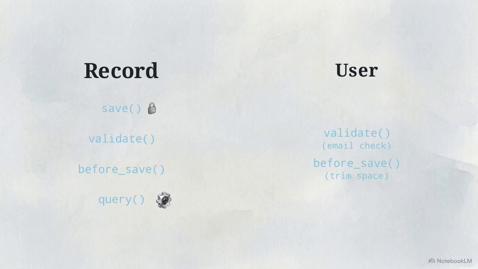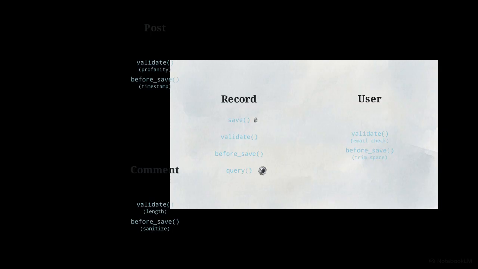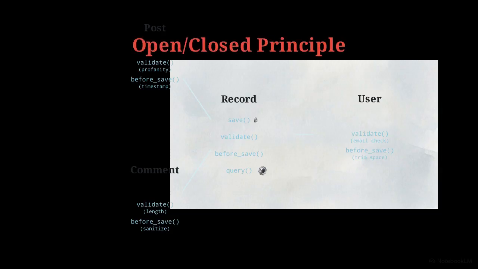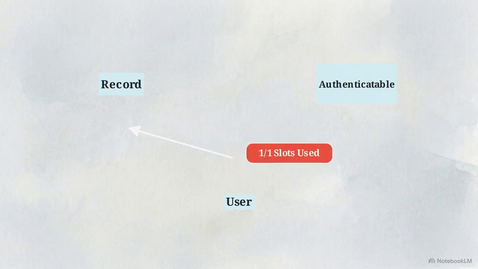Scaling this pattern reveals its utility. When we add new entities like posts and comments, they plug custom validations directly into the single Record class. This demonstrates the open-closed principle. New behaviors are added without altering the core framework algorithm. But utilizing this pattern comes with an architectural cost, the inheritance tax. Because the template method relies on class inheritance, it consumes a language's single inheritance slot for that object.